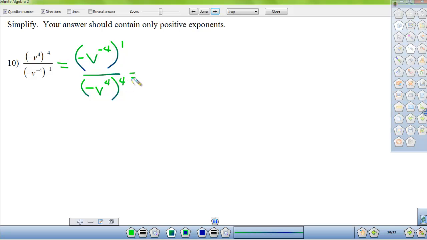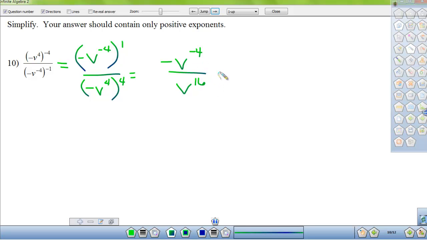And now as a result, what I can do is take that power to the power, and this is going to give me a negative v to the negative 4th. Just simply remove the parentheses. And whenever you take a negative 1 to an even power, your answer is going to be positive. So this actually changes to a positive v to the 16th power.